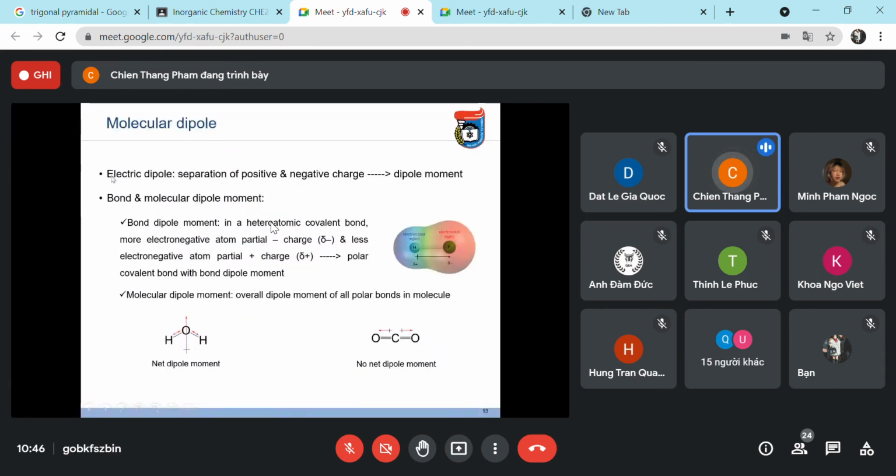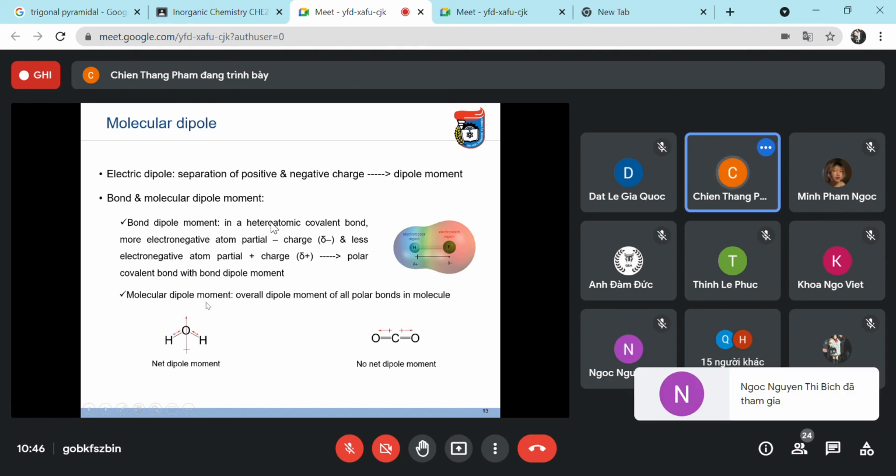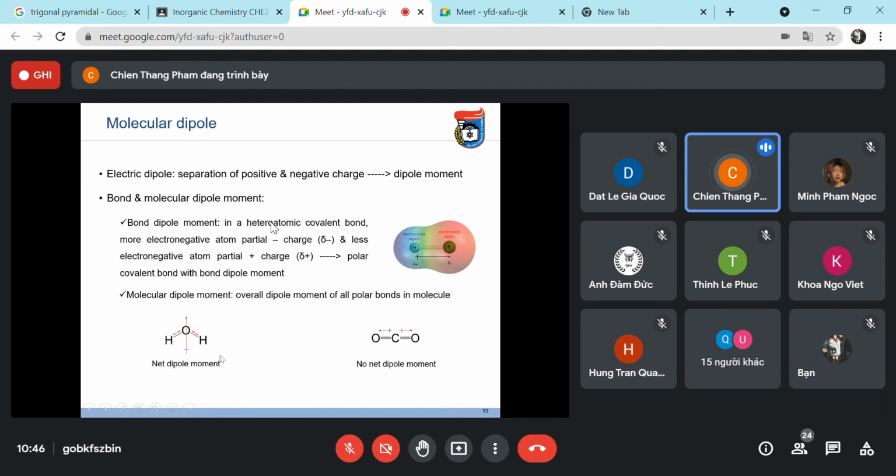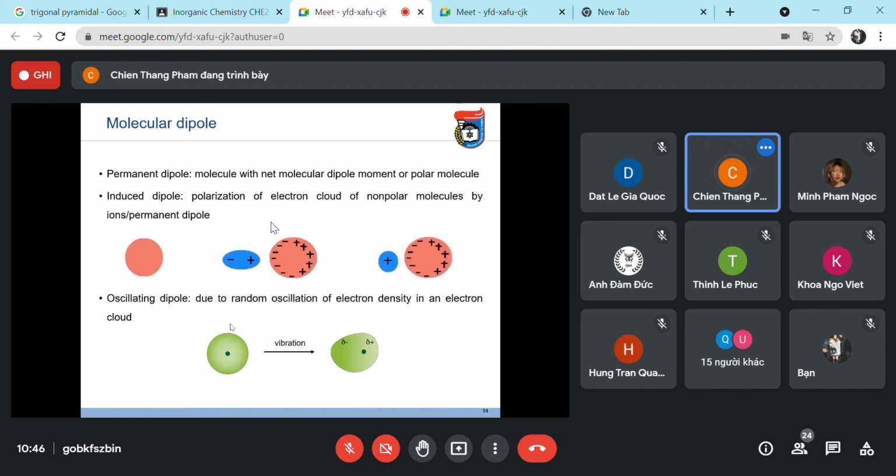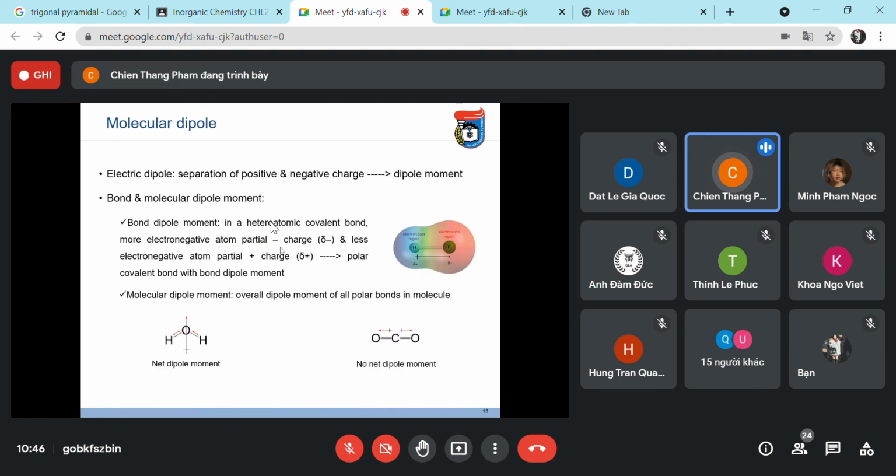Okay, so first we understand what an electric dipole is, and then we move to the dipole moment of bonds and molecules. Each bond between two different elements possesses a bond dipole moment, and the overall dipole moment is from the dipole moments of all bonds in the molecule. We can determine the dipole moment of the whole molecule. Okay, this is the bond and molecular dipole moment.